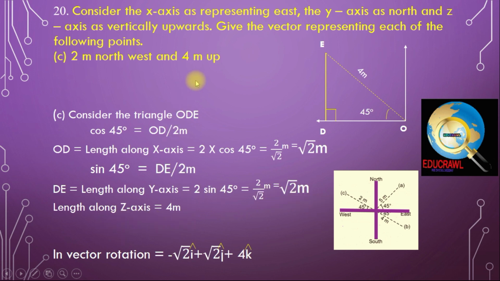The length along the z-axis is given in the question as 4 meter. So combining all these in vector notation, you get minus root 2 i cap plus root 2 j cap plus 4 k cap. Here once again the negative sign is given for the x component. Why is it given for the x component? If you see the C diagram, it is lying on the negative x-axis. So for the x-axis component alone we are giving a negative sign. That's all. Very simple problem.